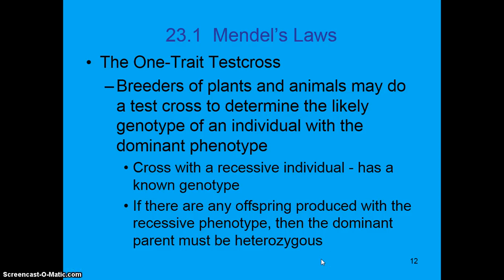So what happens if you have an individual who has a dominant trait showing? Do we know if that individual is homozygous dominant or heterozygous dominant? We don't know just by looking at their physical appearance because those have the same phenotype. So we do a test cross in order to determine whether that individual is homozygous dominant or heterozygous dominant. The way that we do a test cross is to cross it with a recessive individual because we know the genotype.